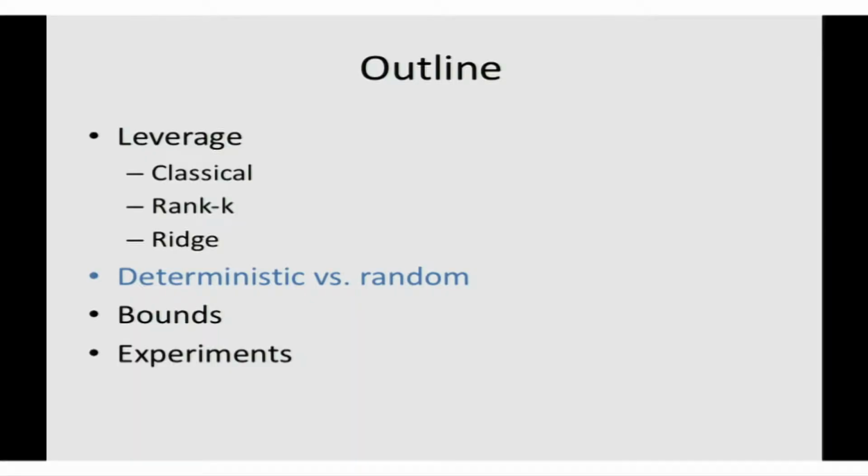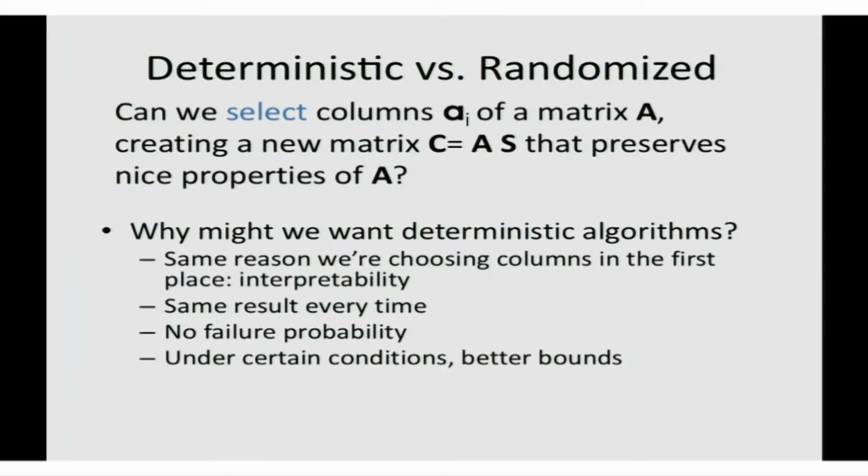So I have introduced to you 3 different concepts of leverage, and so now I'm just going to talk really briefly about deterministic versus randomized algorithms. We're interested in selecting columns from our matrix and using those to create a new smaller matrix C that preserves these nice properties of our total data matrix A. So why might we want to look at a deterministic algorithm rather than a randomized algorithm?